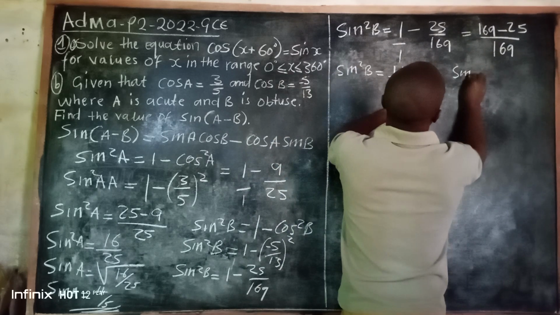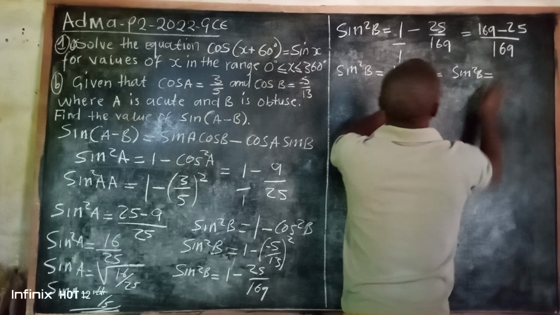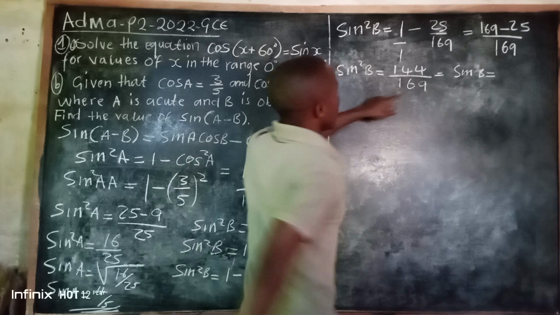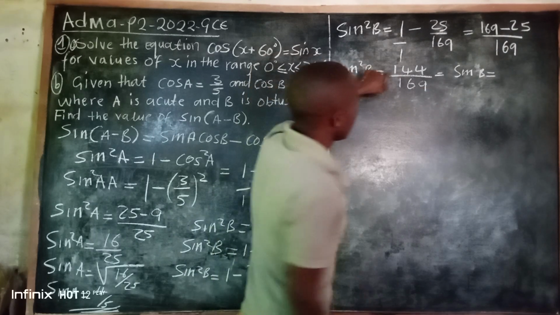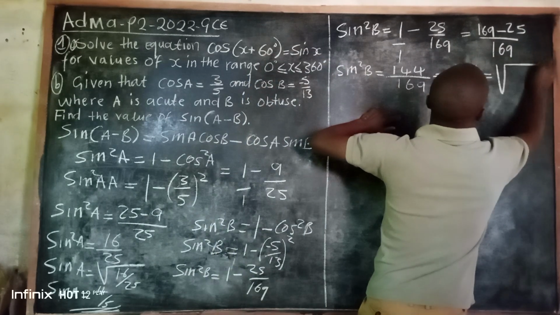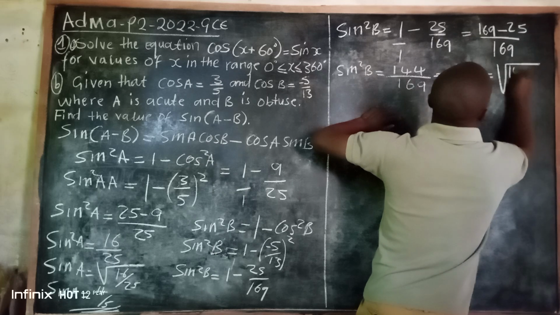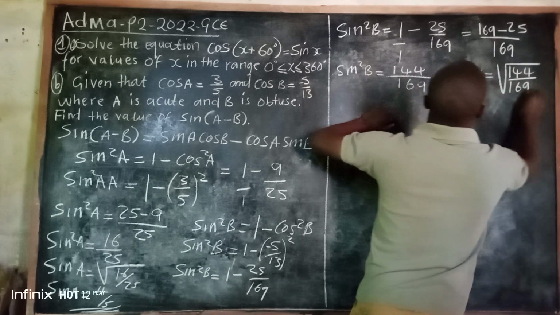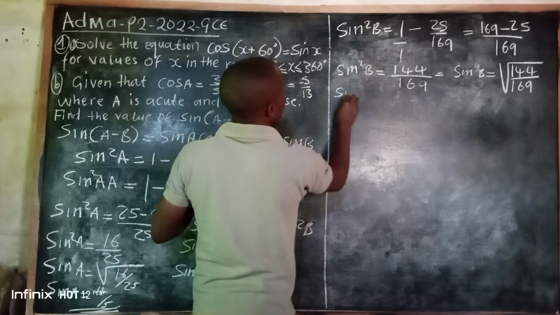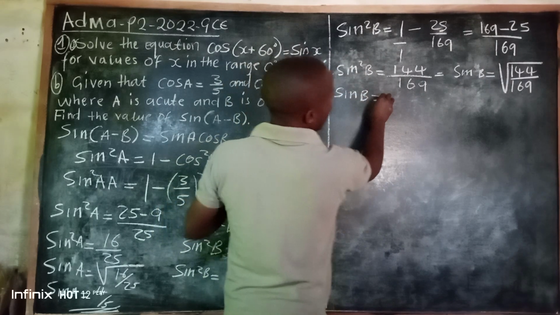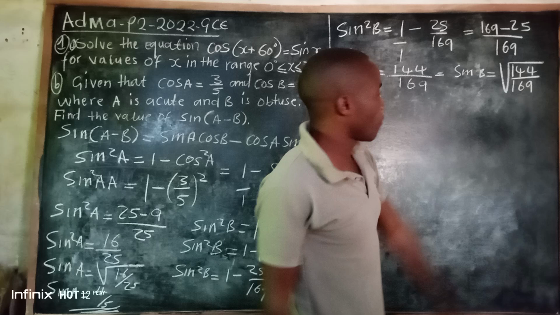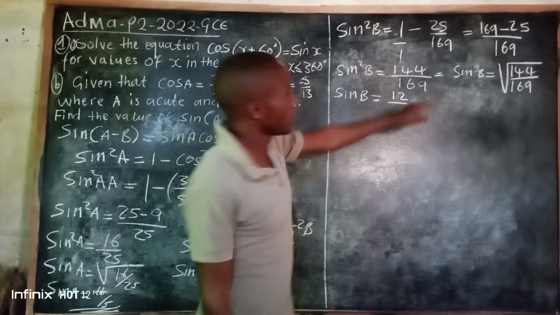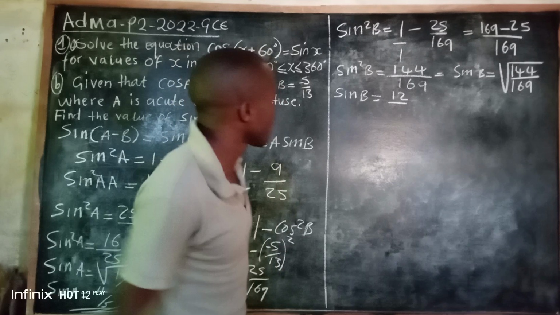So sine B squared equals 144 over 169. Actually here, we want to get rid of that square. So what are we going to do? Introduce the square root. Okay, so sine B is equal to the square root of 144, which is 12, over the square root of 169, which is 13.